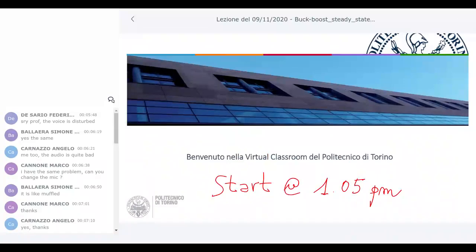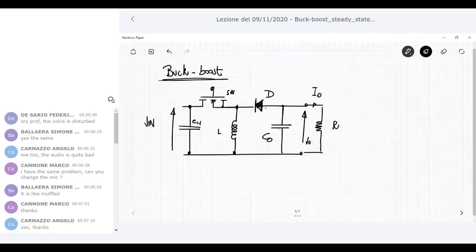This class starts the description of the third fundamental configuration of switch mode power converters, which is the buck boost. In order to do that, let me share my whiteboard. Okay, so you should see in this whiteboard the topology of the buck boost.